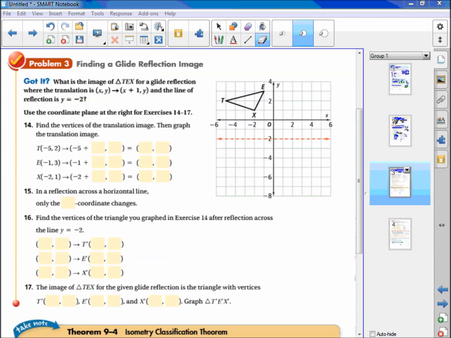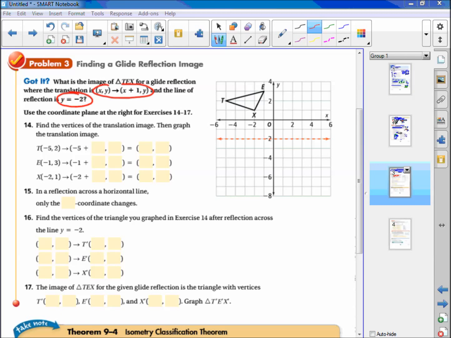So problem number 3 says find a glide reflection image. So a glide reflection image is just a composition of a translation followed by a reflection. And we're asked to use this formula for our translation and use this line of reflection for our reflection.